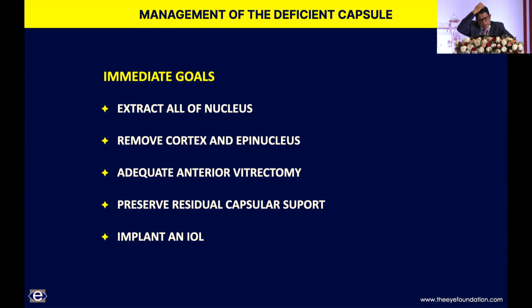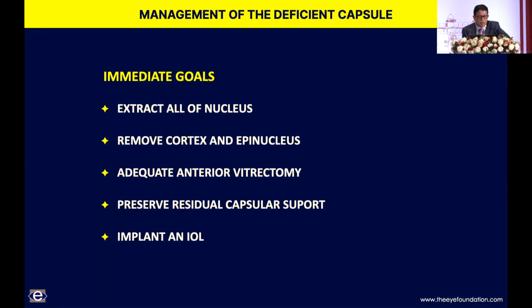The immediate goals when you have this complication are to extract all of the nucleus, remove the cortex and epinucleus, reduce the amount of dropped lens matter to the extent possible, do an adequate anterior vitrectomy, preserve residual capsular support as much as possible, and, just in case you feel you can get away with it, implant an IOL in the first step itself.